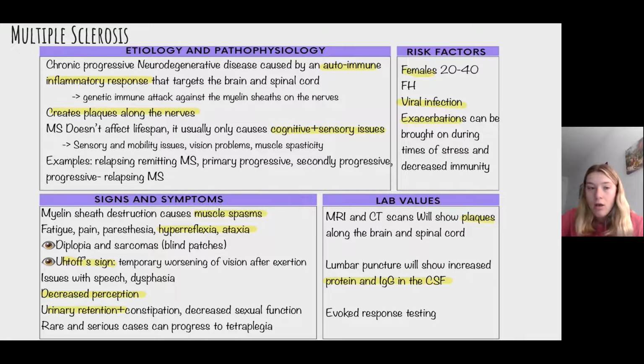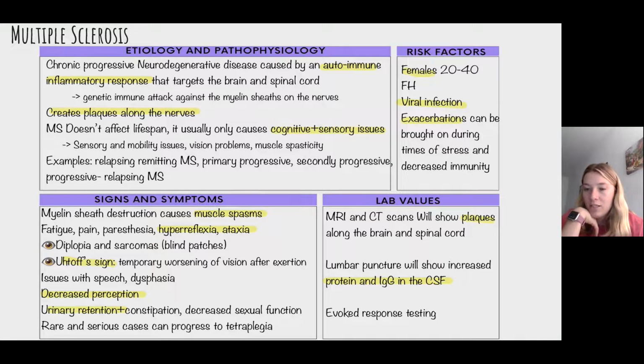They usually won't. So some signs and symptoms: this myelin sheath destruction causes muscle spasms, but it causes muscle spasms everywhere. So just keep that in mind. They're going to have issues with hyperreflexia, fatigue, pain, specifically with our eyes. This disease likes to target the eye a lot. They might have diplopia and scotomas, blind patches. So really getting ophthalmology involved is going to be important.